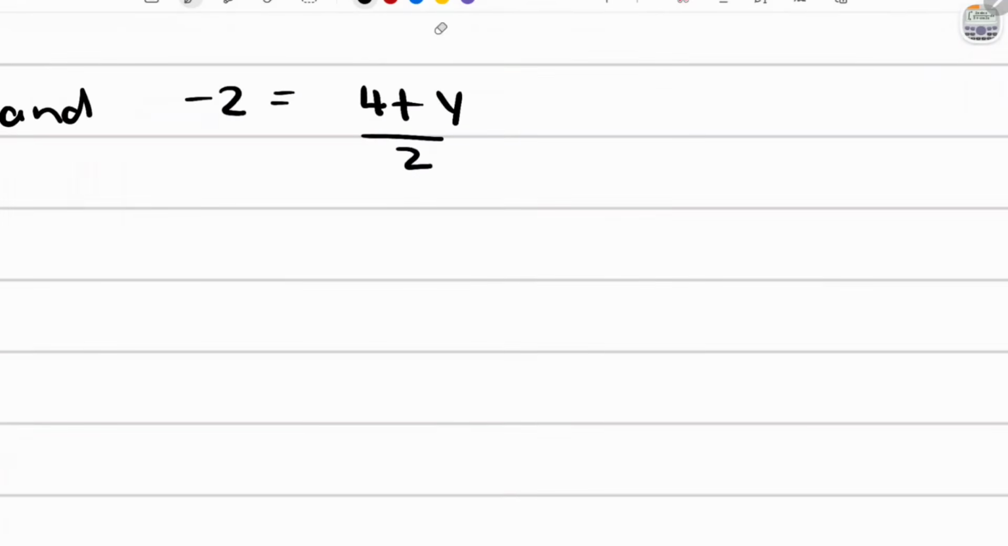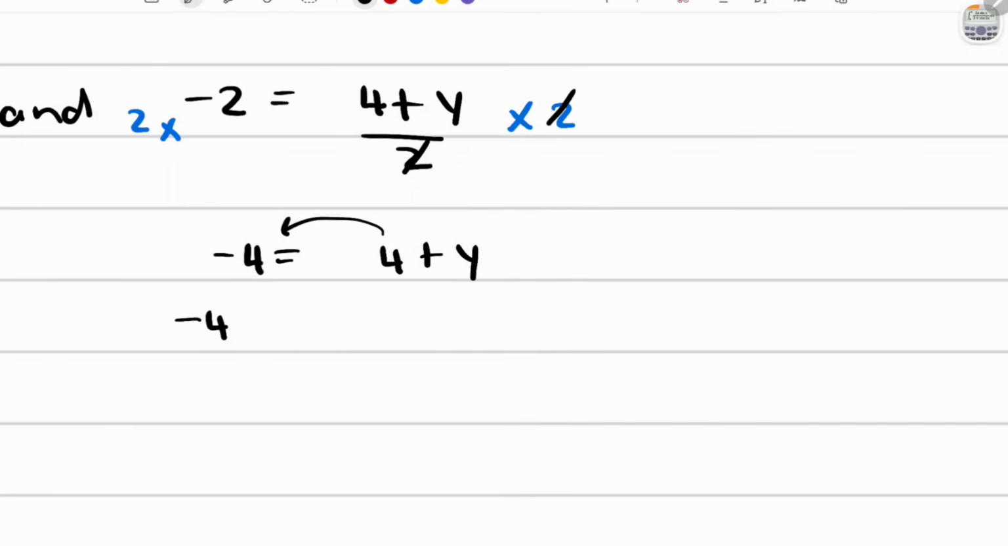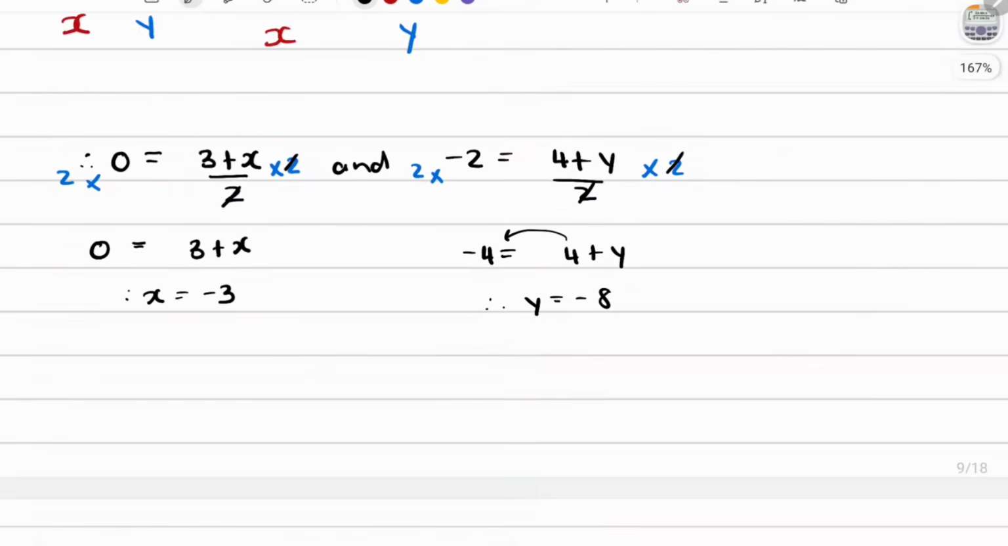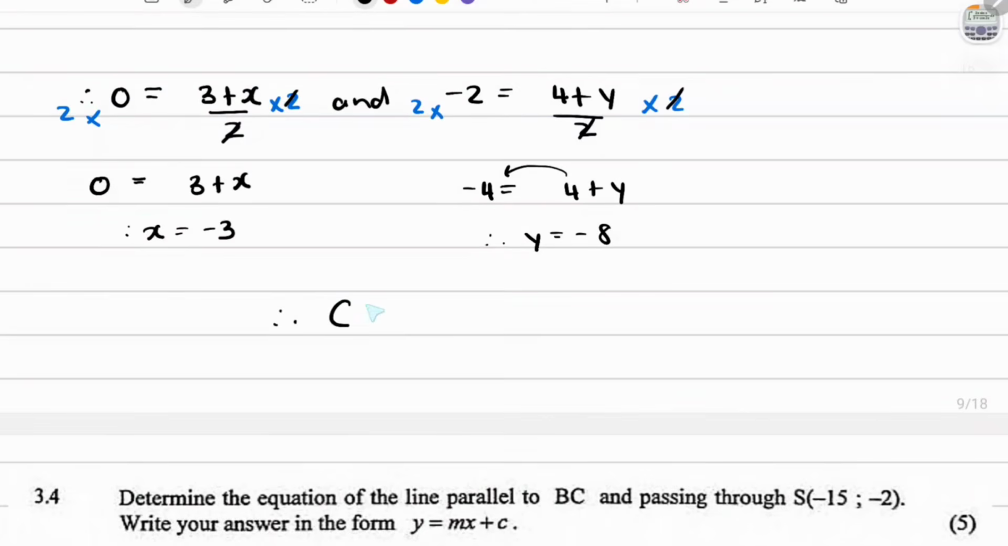Okay, and then here, same thing, we need to get rid of the 2. So multiply both sides by 2. 2 times -2 is -4 is equal to, that cancels, 4 plus y. Then if you take your 4 over, you get -4 minus 4, which is equal to y. -4 minus 4 is -8, so y is equal to -8. And so that would mean that the coordinate of C, that endpoint we're looking for, is now -3 and -8. And that is our answer.